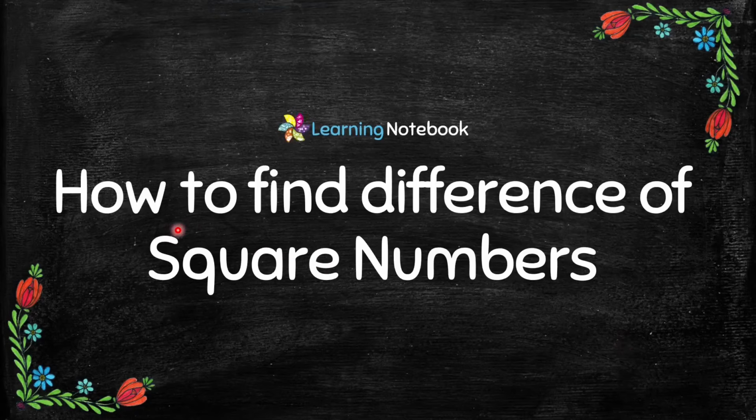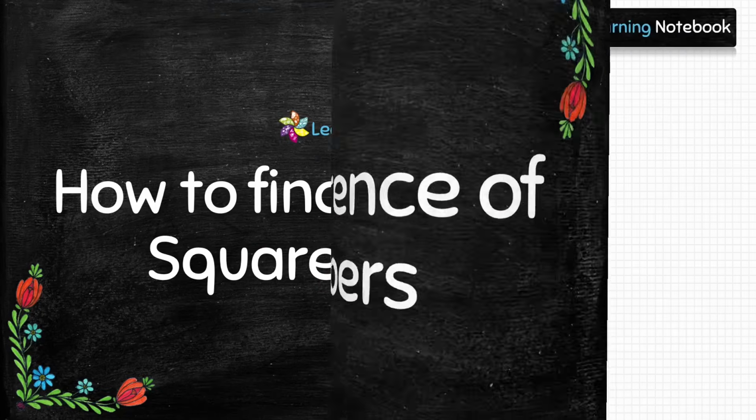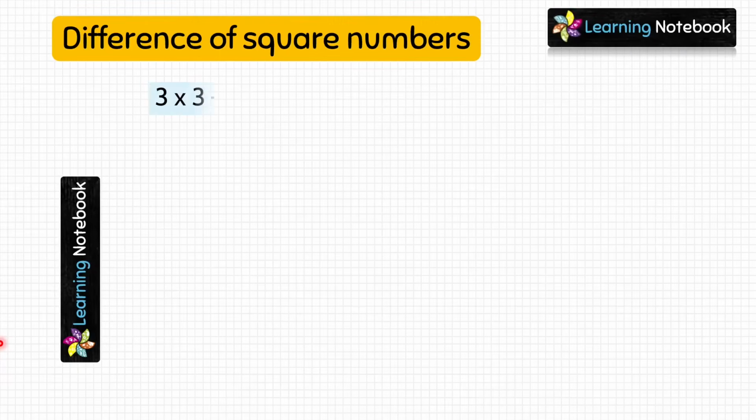Now let's move to our next topic, how to find difference of square numbers. Let's see one example. We have to solve 3 into 3 minus 2 into 2. Students, one way to solve this is by doing 3 into 3, which is equals to 9, and 2 into 2, which is equals to 4, and then 9 minus 4, which is equals to 5. Now, let's see another example.